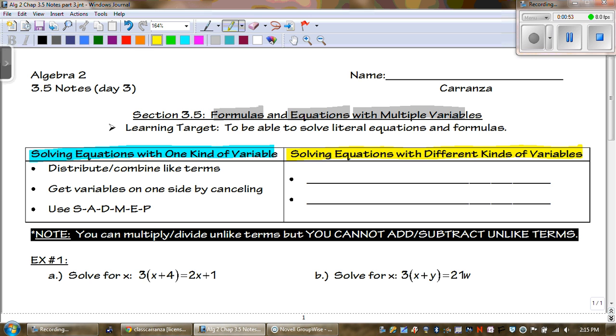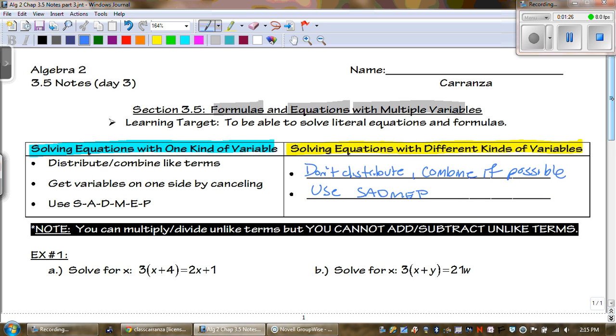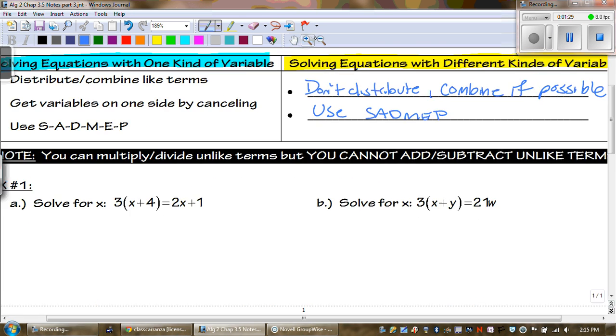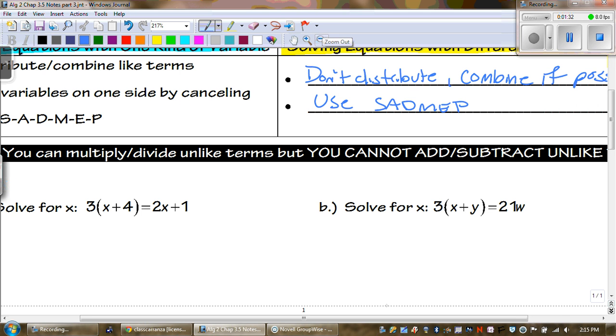But when we're solving with different variables, one of the things that's different is we don't distribute, but combine if possible. And then the last thing that we do in both of those is we're going to use SADMAP. Okay? So let's zoom in a little bit. Hold on, there's one thing I want to look at first.